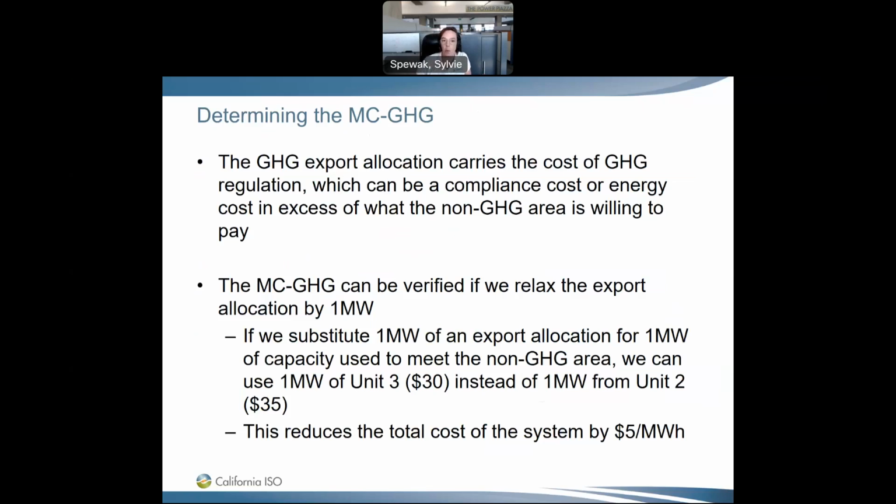If we substitute 1 megawatt of the export allocation for 1 megawatt of capacity needed to meet the non-GHG area, in the previous example that meant that we could use this $30 resource instead of the $35 resource, that reduced the cost of the system by $5. And that tells us that for an incremental increase in serving the GHG area cost the non-GHG area $5.